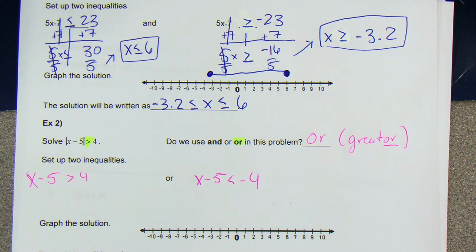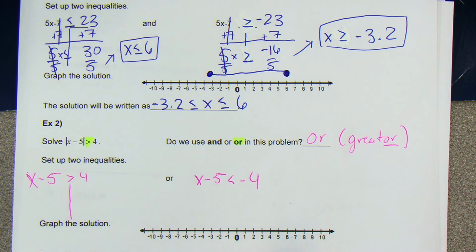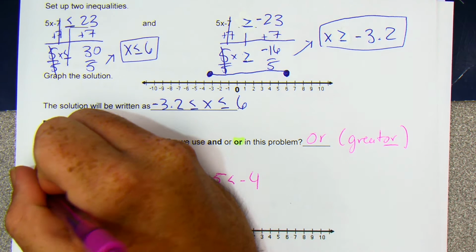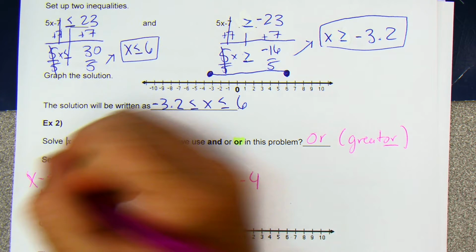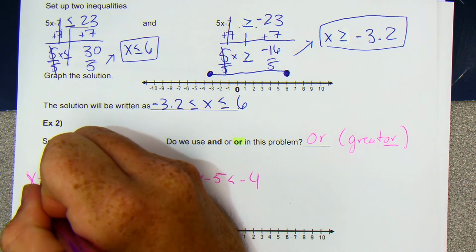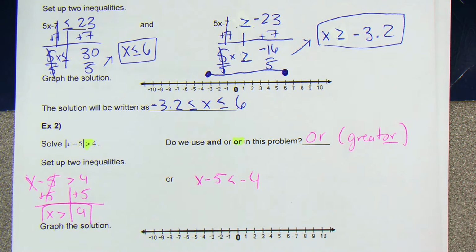All right, now we just simply have to solve these. So to solve them, I'm just going to draw my line straight down. Nothing is attached to my x, so I don't have to worry about that. But there is this -5 on the same side as it, so I need to get rid of that -5. I'm going to do the opposite by adding 5 to both sides. -5 plus 5 cancels out. I'm left with x is greater than, and 4 plus 5 would be 9. Okay, that's my first side.